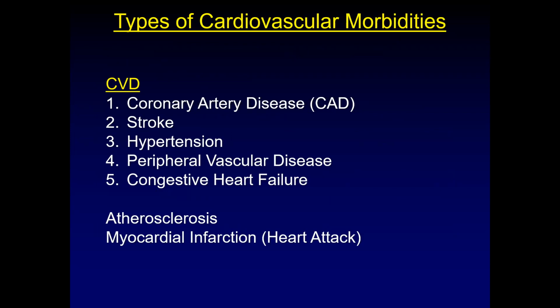Okay, we're going to talk about 5 specific forms of cardiovascular disease. Okay, 5 forms. We're going to do coronary artery disease, stroke, hypertension, peripheral vascular disease. I will warn you guys when we get to this one.